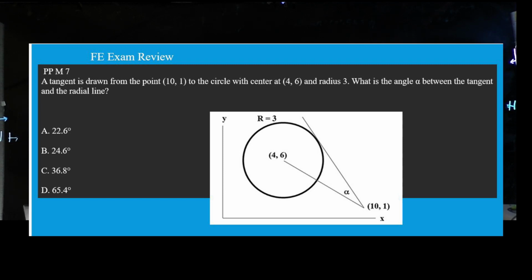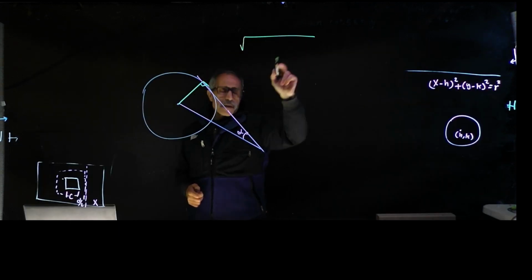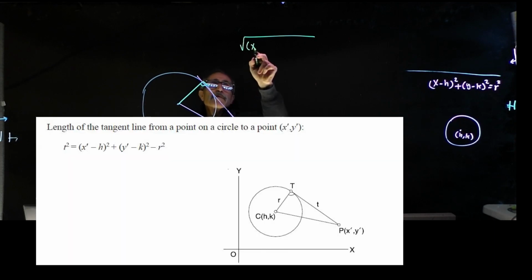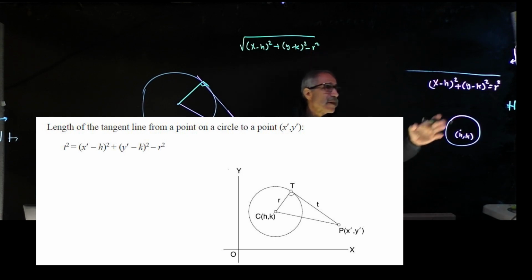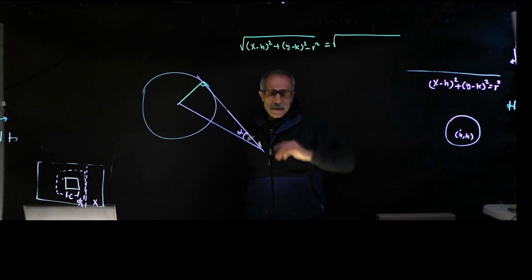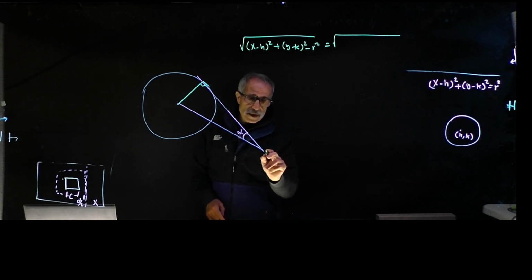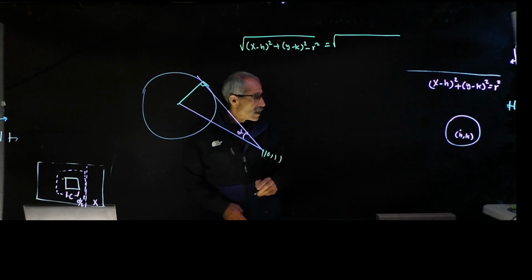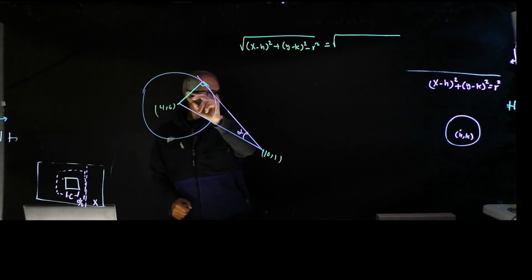I want to find out the length of this line right here, and that's given from your handbook. Probably look for it is the square root of x minus h squared plus y minus k squared minus r squared. That's basically the equation of a circle. So I'll plug numbers in. x is 10, 1, and the circle was 4 and 6 right here. And this is a 3.